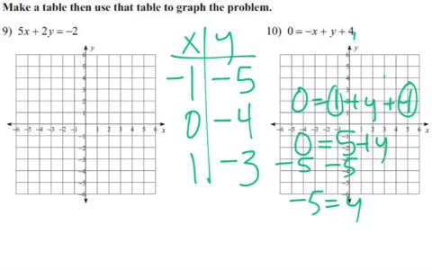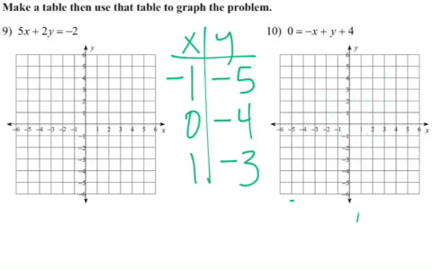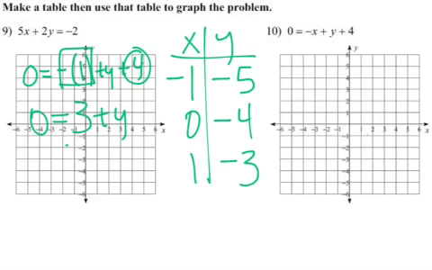Let's double check. Erase that. So 0 equals negative 1 plus y plus 4. Negative 1 plus 4, that's like 4 minus 1, it's 3, plus y equals 0, subtract 3, get negative 3 equals y. Easy to plot our points, draw our line, and we are good to go.